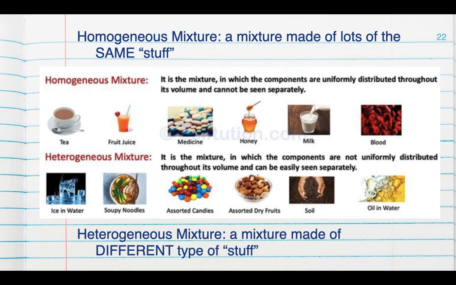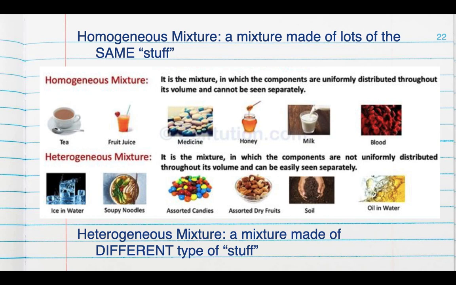If you go down to the homogeneous, a mixture made of lots of the same stuff. Mixture made of lots of the same molecules. So in the parentheses, I'm going to put same, because it's going to look the same the whole way through.